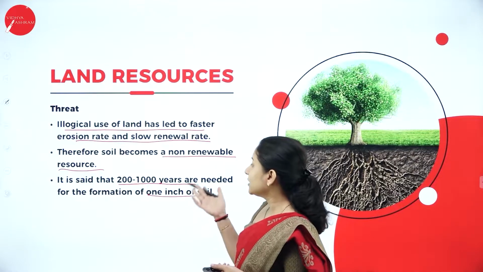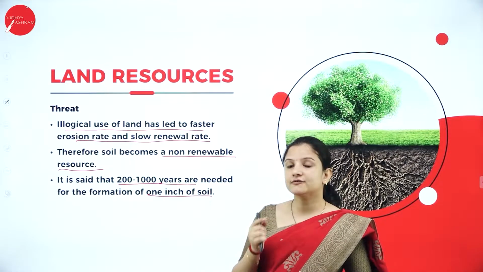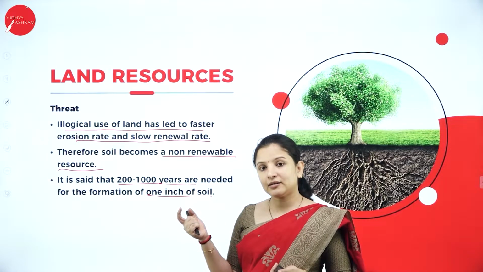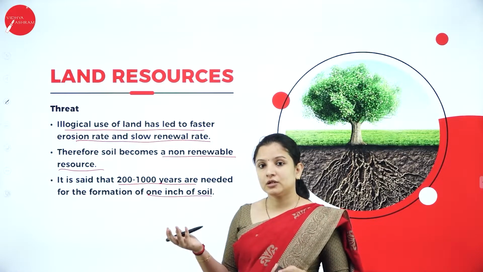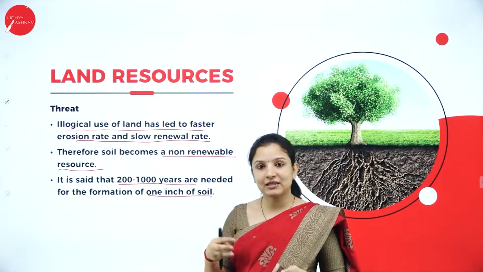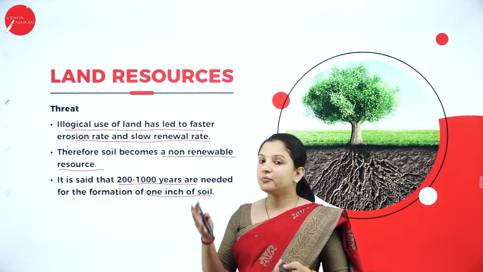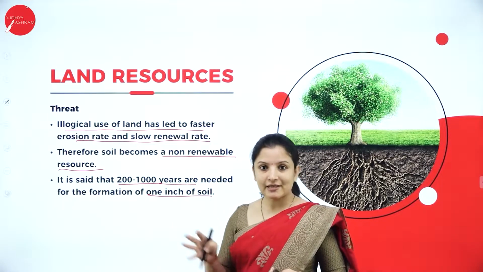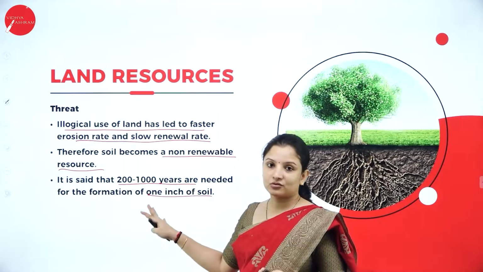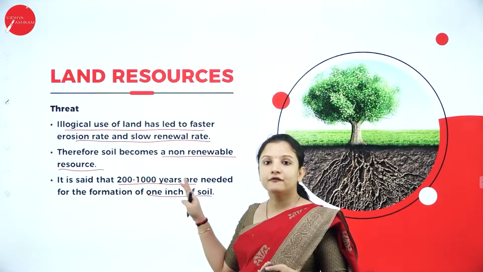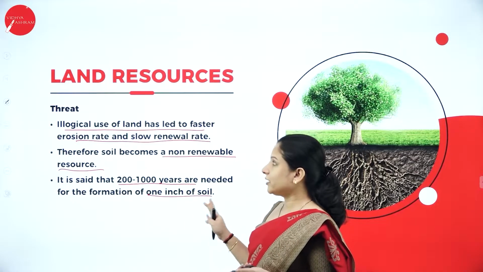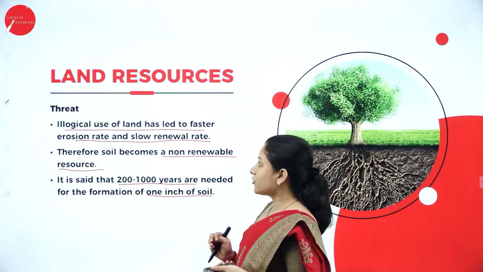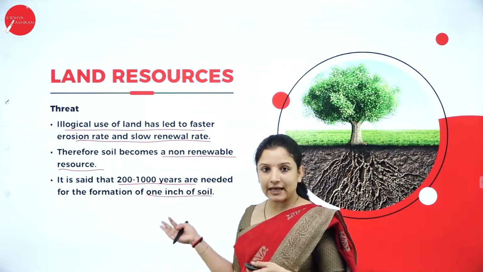And as I told you, it takes 200 to 1000 years for 1 inch of soil to form. So imagine, can we wait until then? Where will we grow our food? Of course, hydroponic techniques, various techniques are available nowadays, but on a large scale, we cannot depend entirely on that. Soil is one of the natural resources that we have to depend on for food at least. So that is why we need to use the land resources cautiously. So these are the threats for the land resources.